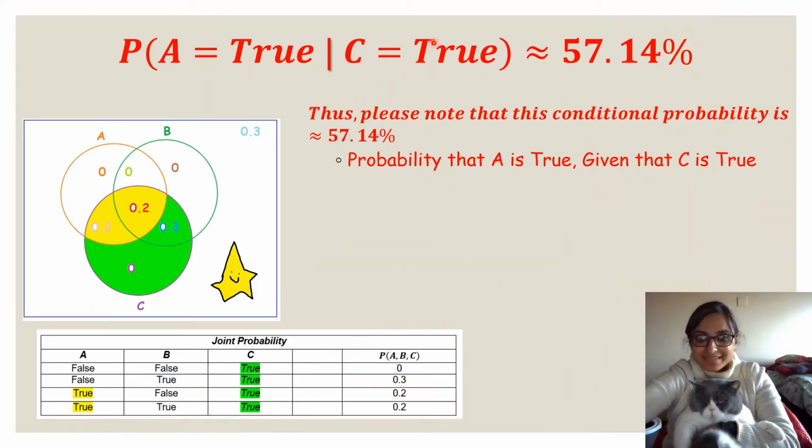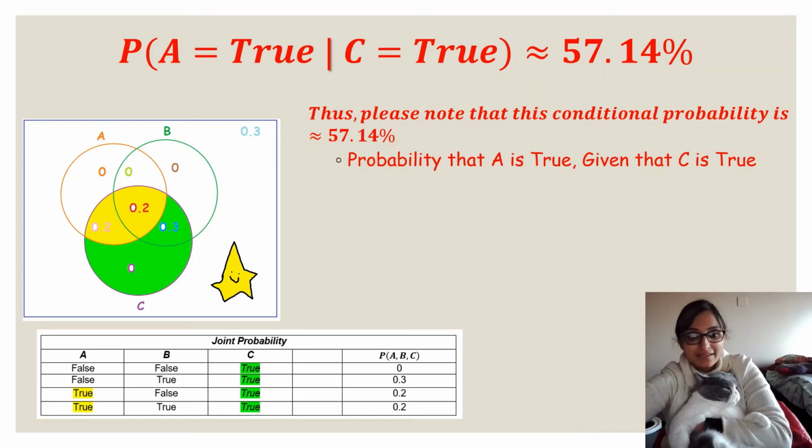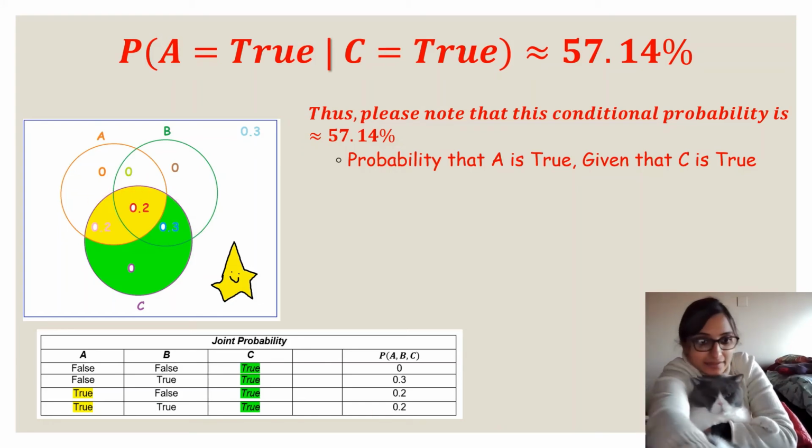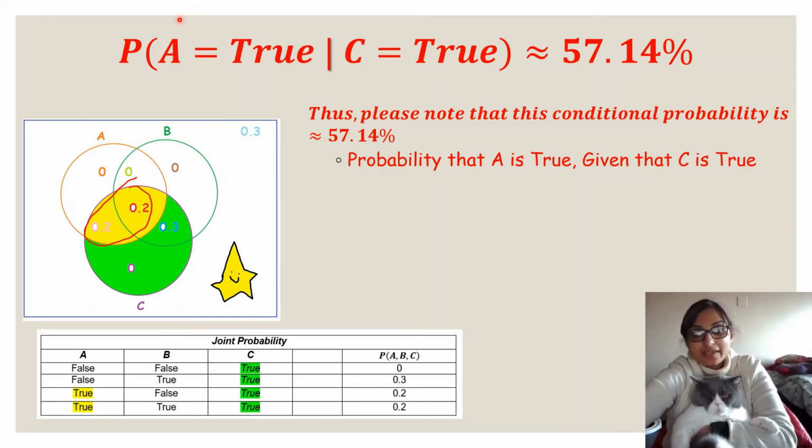Please note that the probability that A is true, given that C is true, will be 57.14%. So that's the probability that we will fall in this region here, given that C is true, in the yellow region where A is true, given that C is true. So it's 57.14%, which is kind of higher than the 40% chance that A is true by itself.